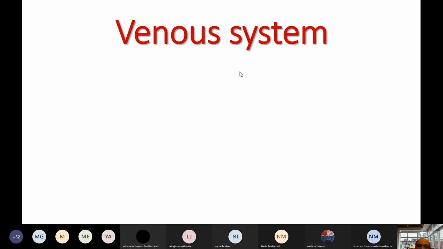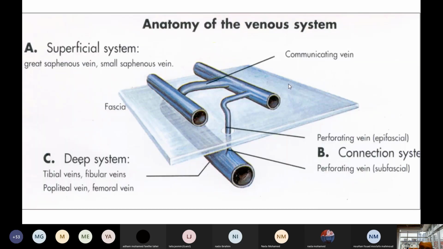To start with, today we are going to discuss the venous system and the aneurysm. We may meet in another session to complete the vascular curriculum, because to discuss these two topics in 2 hours is more than enough. We cannot do more than this.